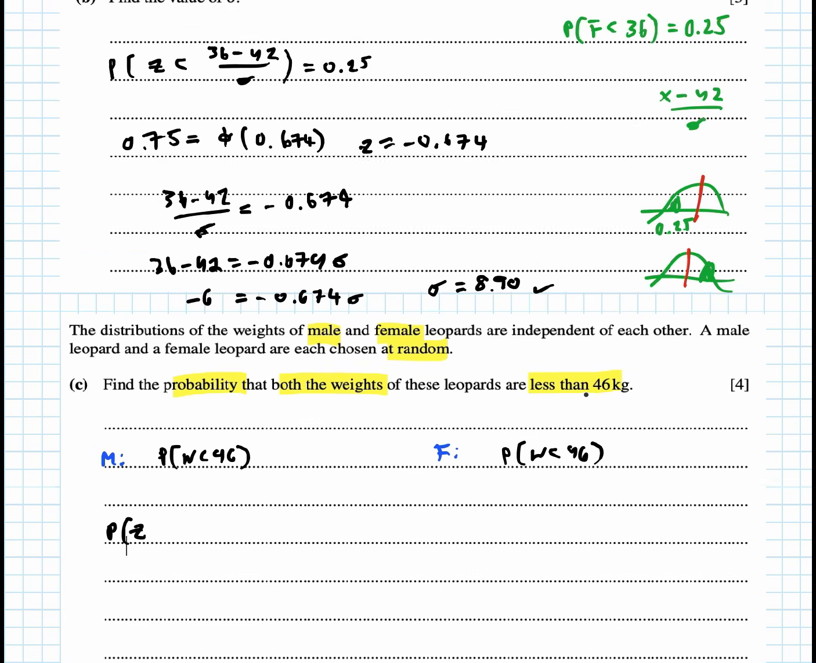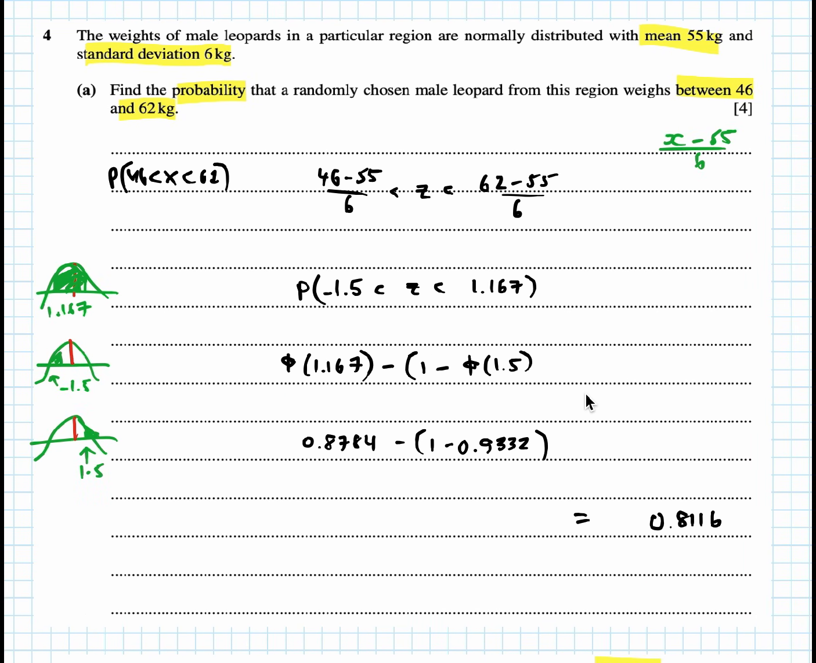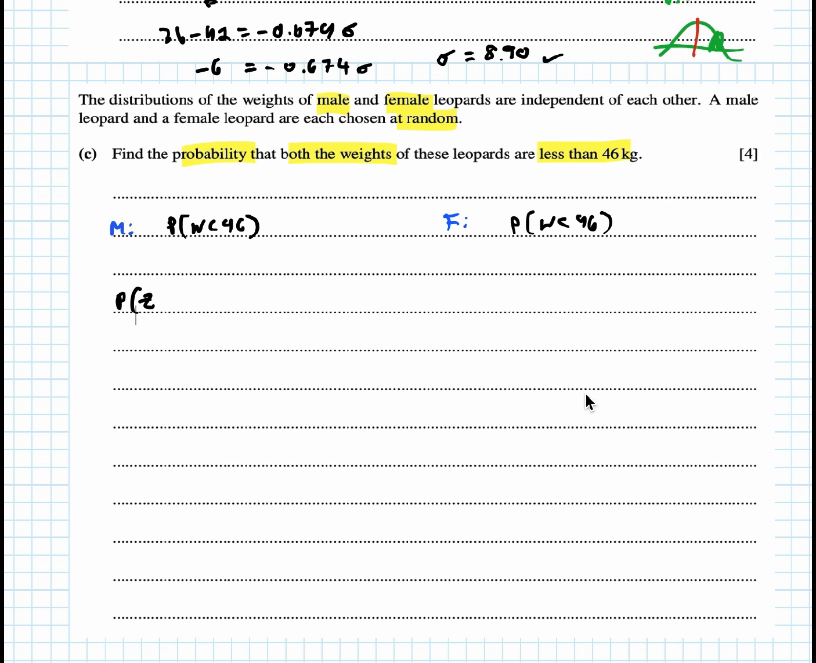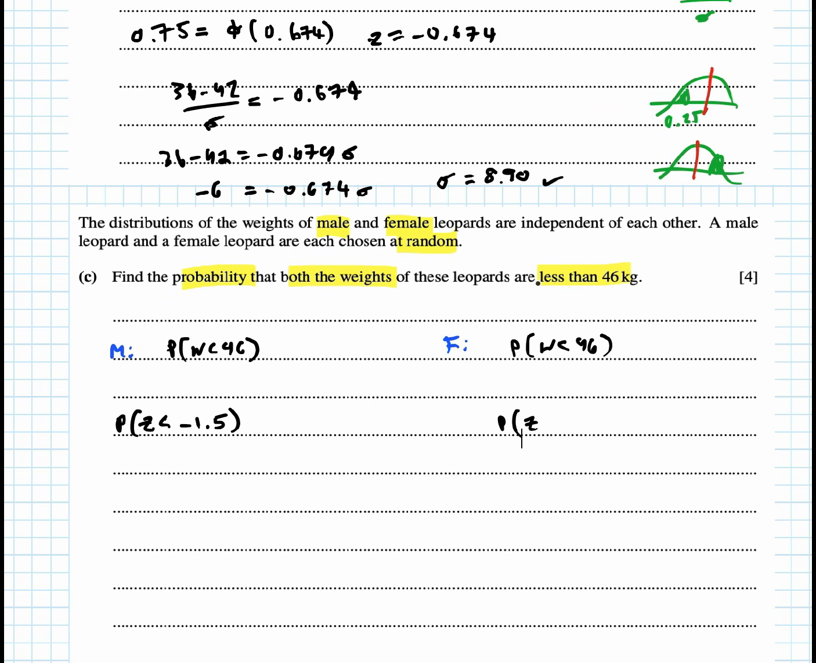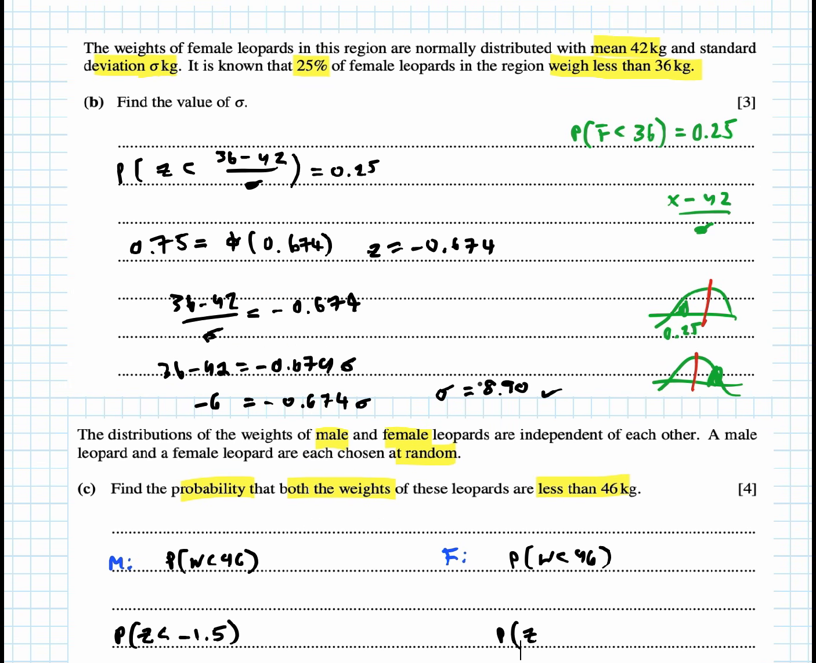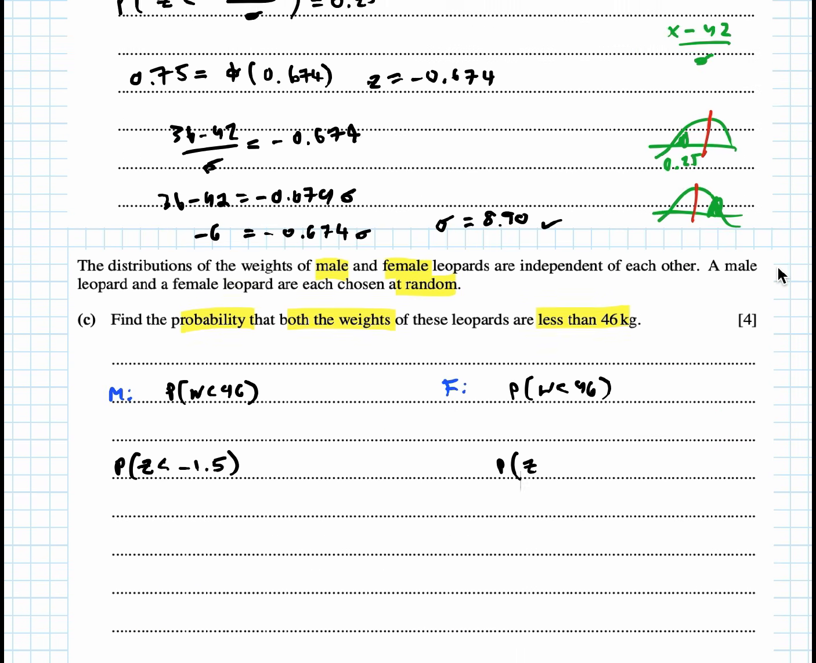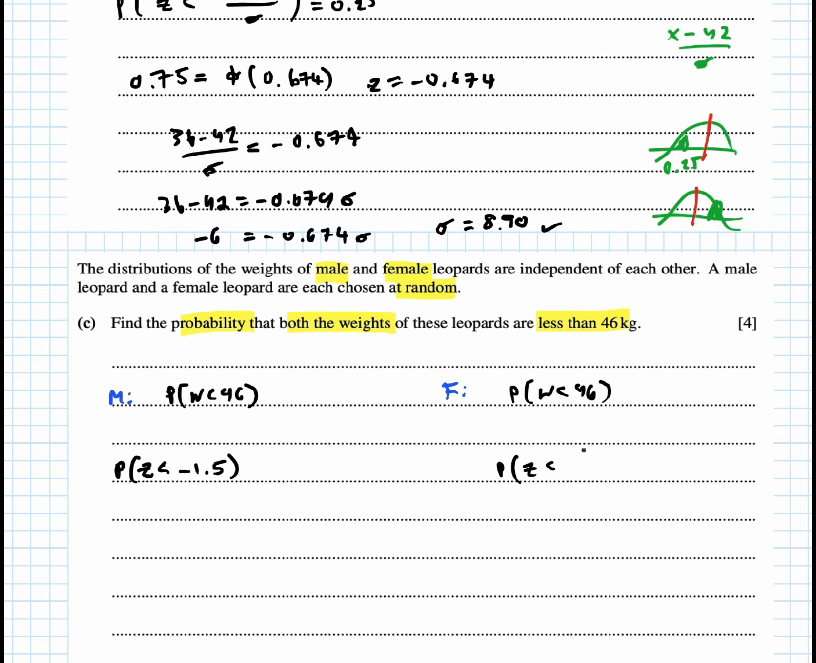I might focus on the female leopards for now. It's less than 46, so we have to do a calculation for that one. It's in part B. So A was the males, B is the females, and C, part C, is to do a kind of finding a probability of both of them. So less than 46. So 46 minus our 42 all over our new standard deviation. So 8.9. And calculate that. You'll get a Z less than 0.4493.